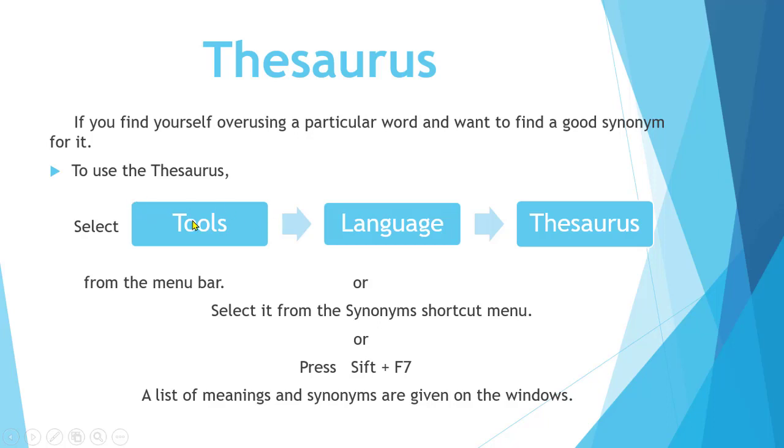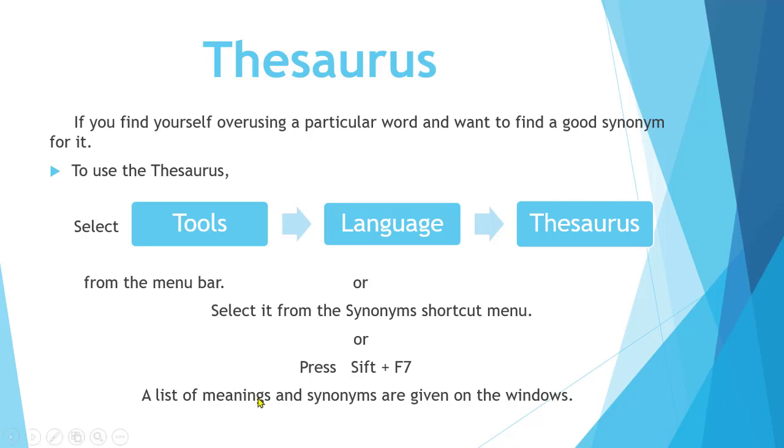To use Thesaurus, select Tools, then Language, and then click on the Thesaurus option from the menu bar. Or you can also select Thesaurus from the Synonyms shortcut menu, and you can simply do this by pressing Shift and F7 key together. Students, Shift plus F7 means you have to press the Shift and F7 both keys together. In this way, a list of meanings and synonyms appears on the window.